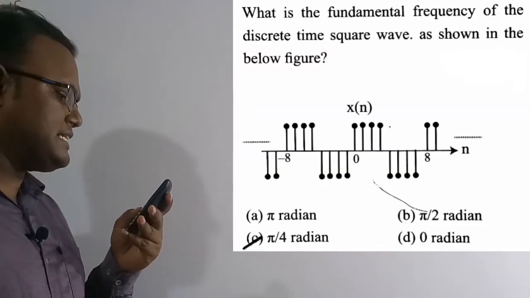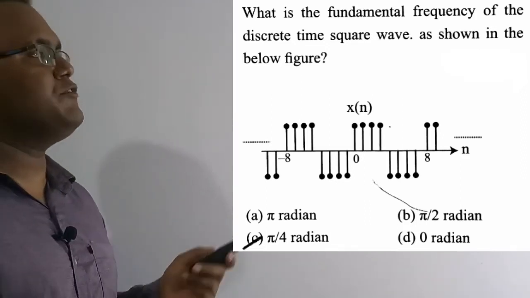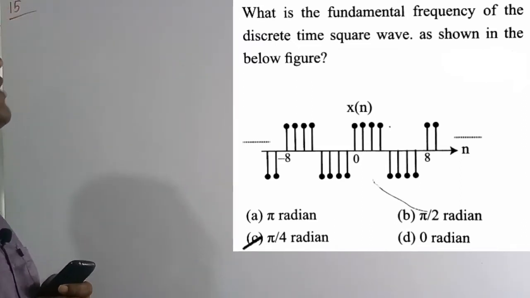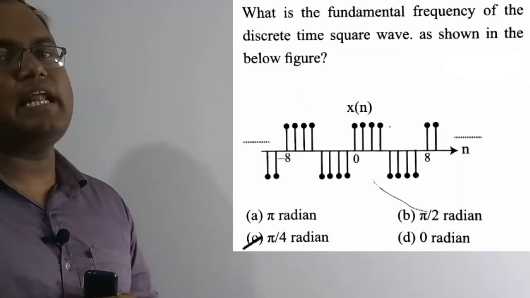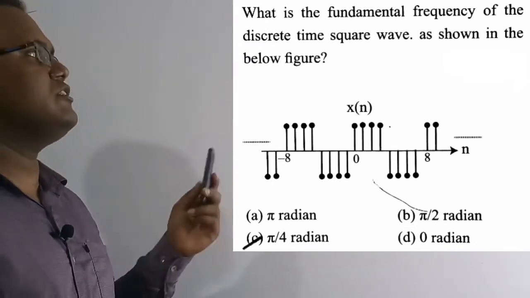See the question here. So what is the fundamental frequency of a discrete time square wave shown in the figure? So for this discrete time signal we need to find what is the fundamental frequency. So what are the four options? Option C, which is pi by 4 radians. So the fundamental angular frequency is pi by 4 radians is the correct solution of this question. So let's solve this numerical.